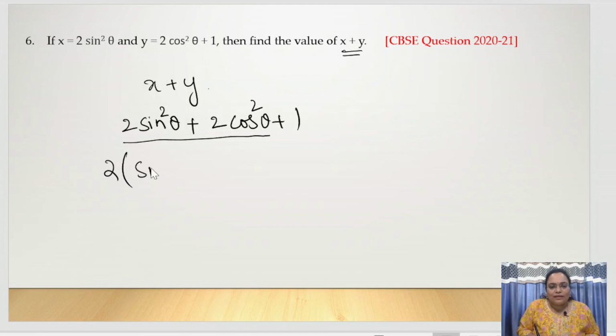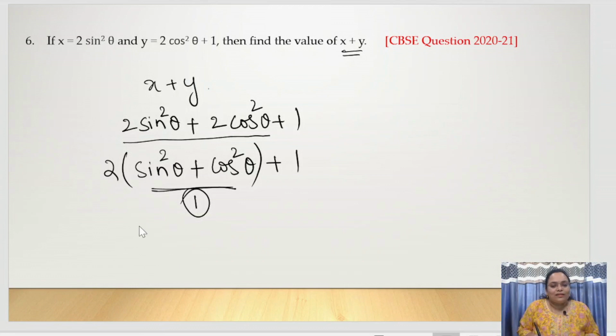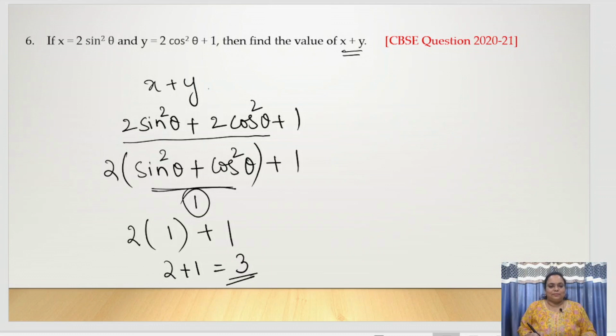So you will get the remaining is sin square theta plus cos square theta, plus 1. So we have an identity, sin square theta plus cos square theta is 1. So 2 into 1 plus 1, which is 2 plus 1 is equals to 3. So 3 is the answer.